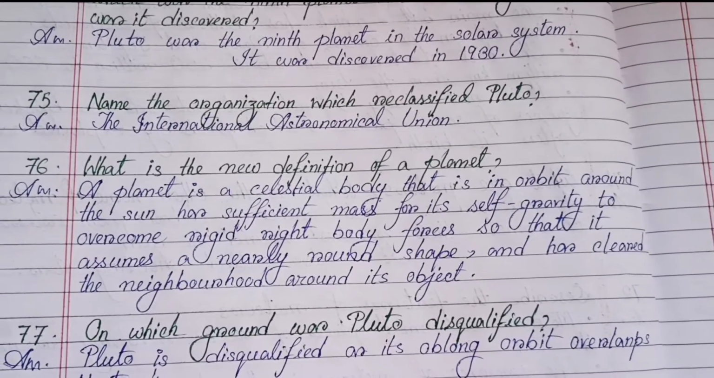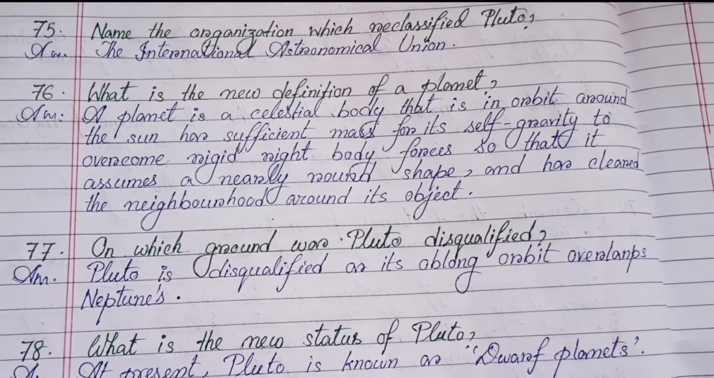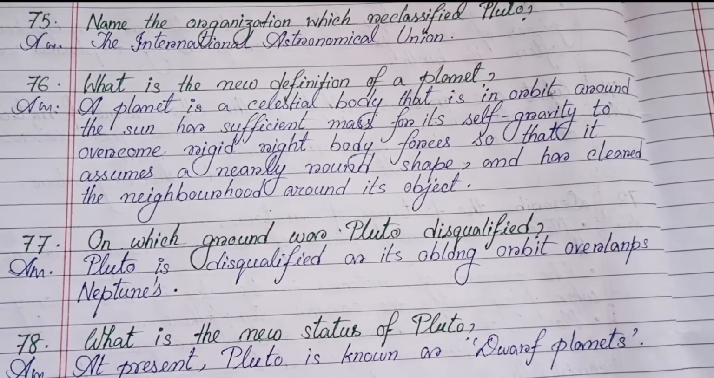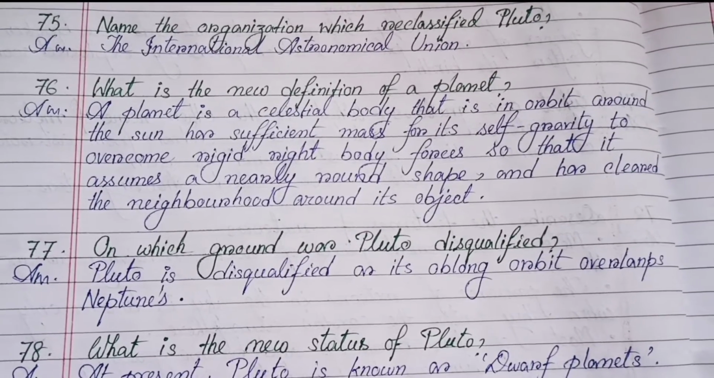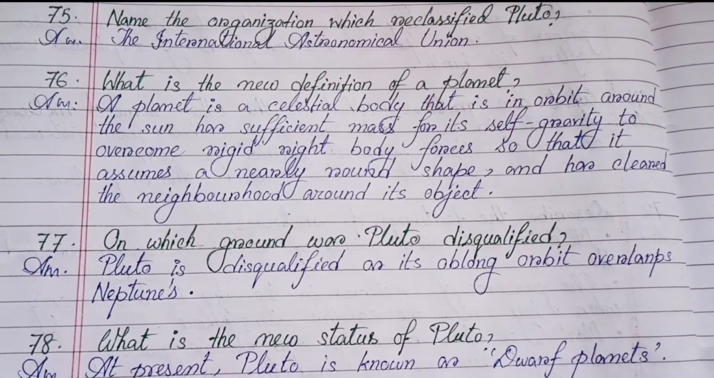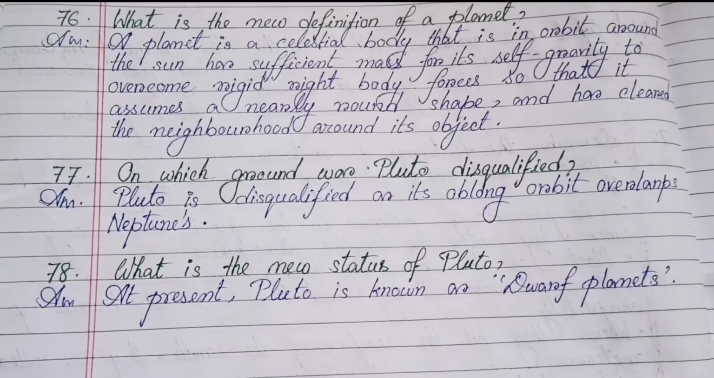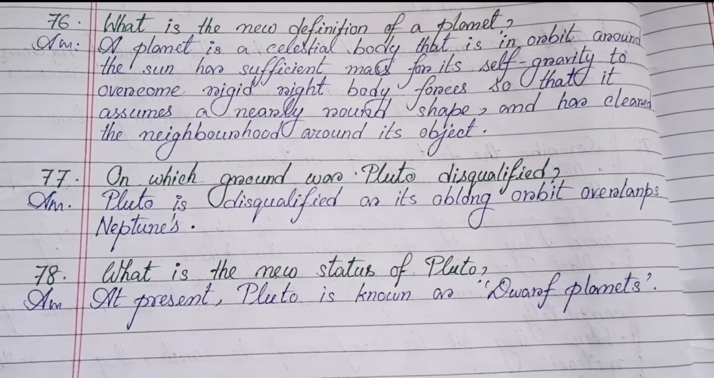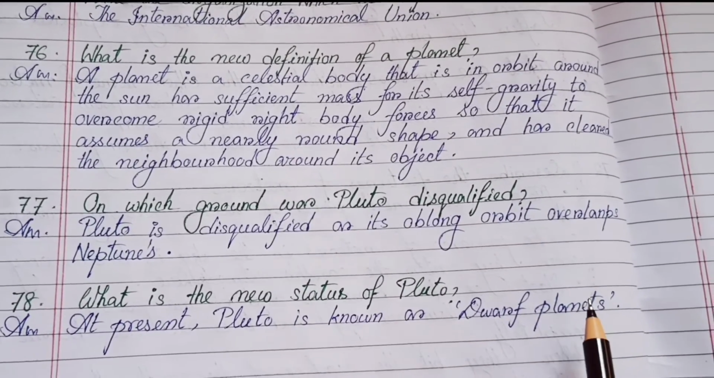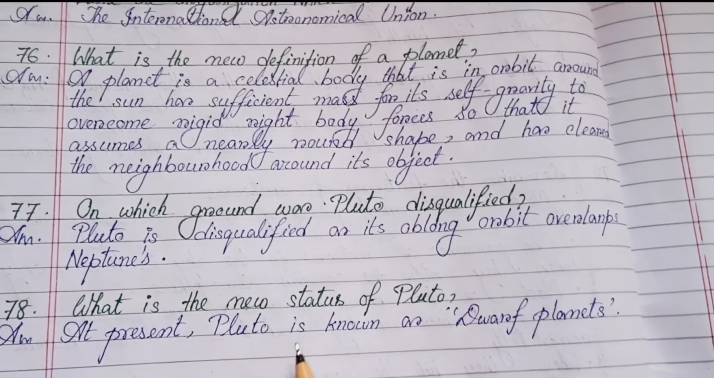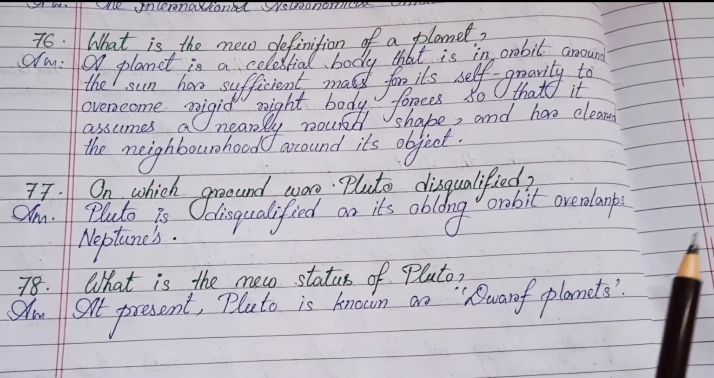The International Astronomical Union. 76. What is the new definition of a planet? A planet is a celestial body that is in orbit around the sun, has sufficient mass for its self-gravity to overcome rigid body forces so that it assumes a nearly round shape, and has cleared the neighborhood around its orbit. Number 77. On which ground was Pluto disqualified? Pluto is disqualified as its oblong orbit overlaps Neptune's. Number 78. What is the new status of Pluto? At present, Pluto is known as a dwarf planet.